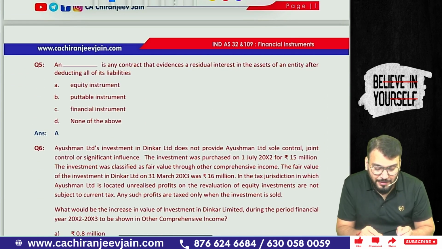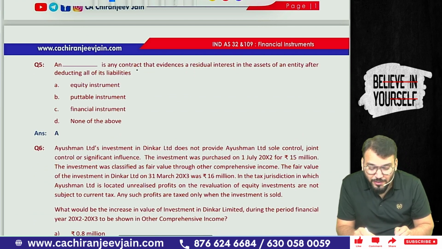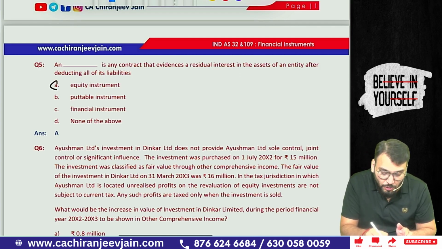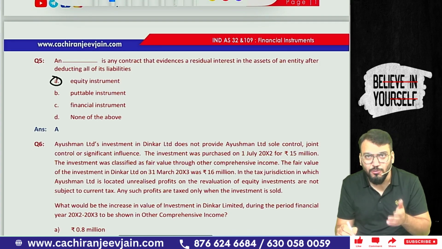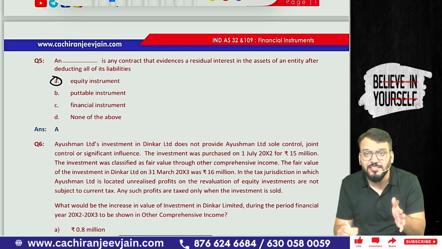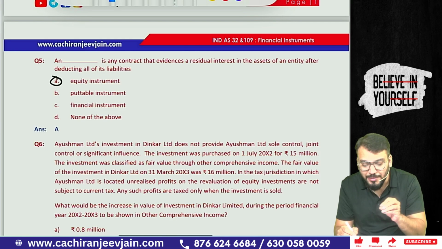Question number 5. Any contract that evidences a residual interest in the assets of the entity after deducting all the liabilities. This is an equity instrument. So option A is correct. An equity instrument is a contract that provides residual interest in the assets of the company after deducting all liabilities.